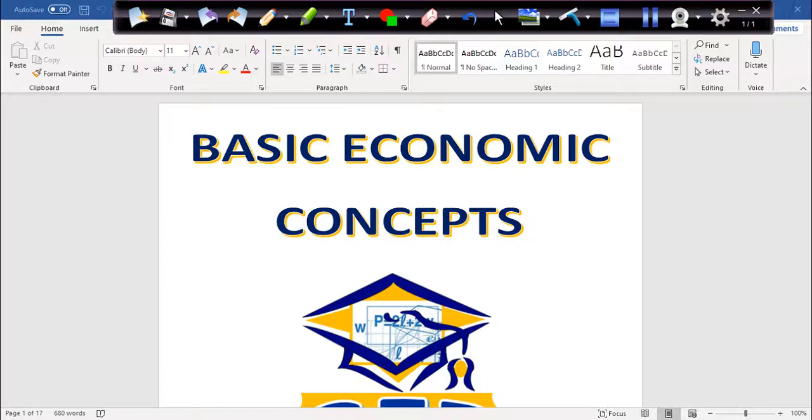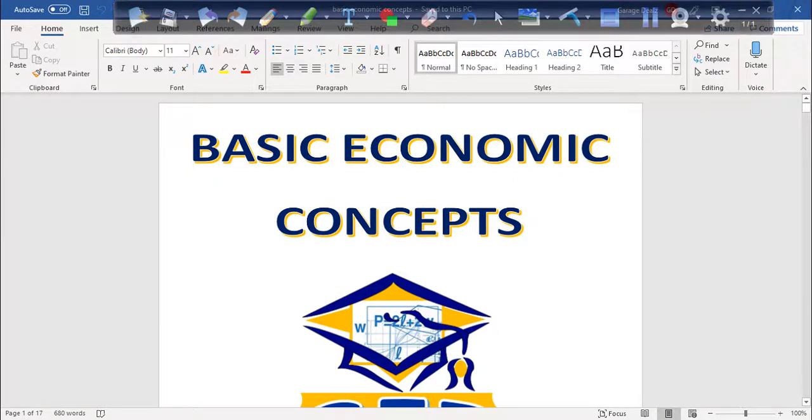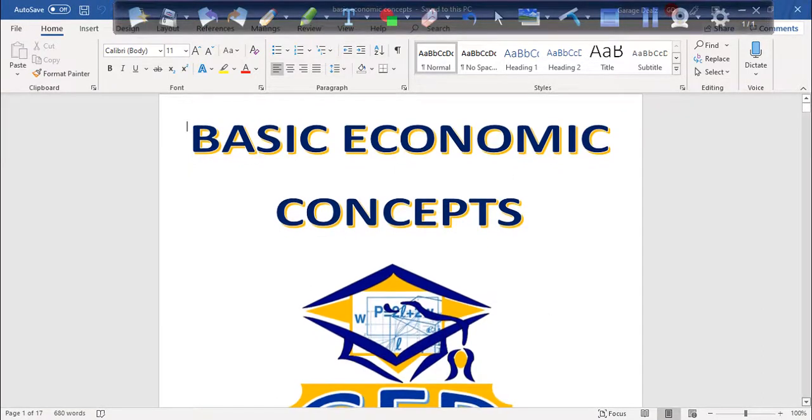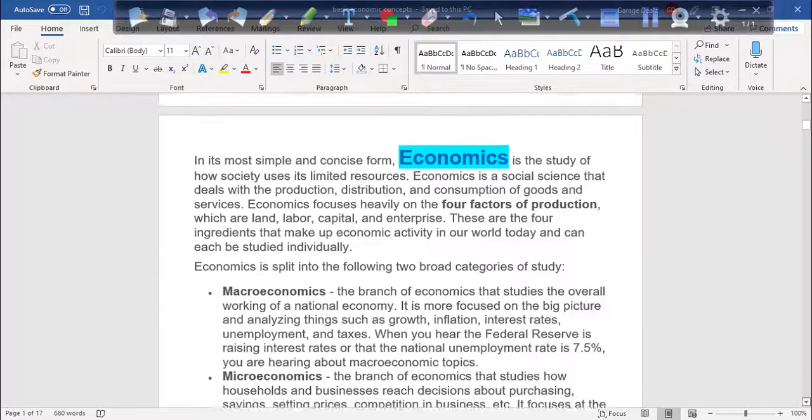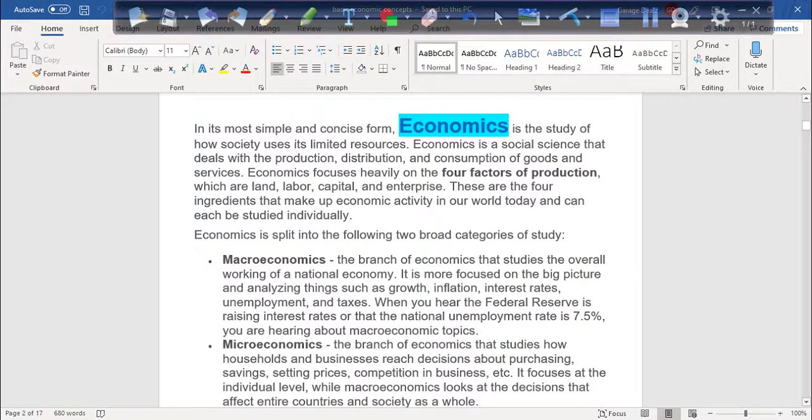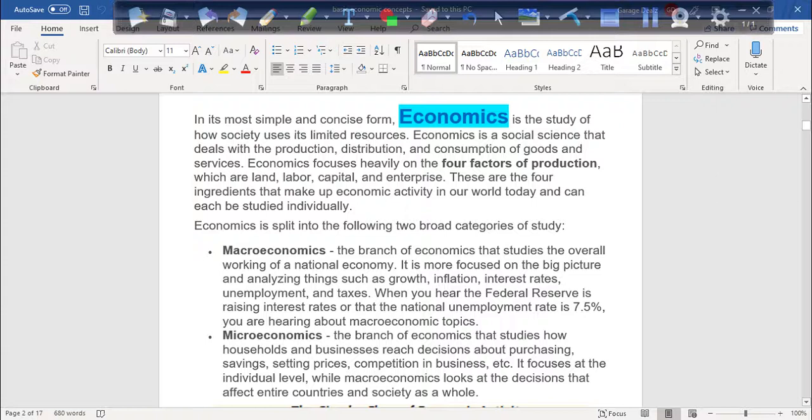Let's look at the slide that we have. Let's go ahead and move it up. So here's some additional information about economics. We defined it for you. And then they show you the two categories of economics. And mainly, for the purpose of you taking the GED test and passing, we will be discussing microeconomics.